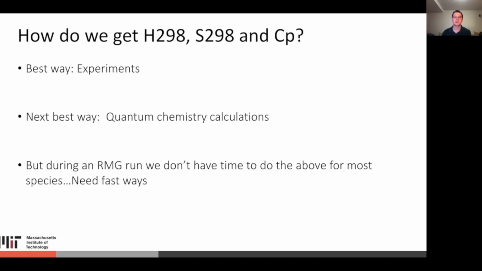So the next best way is quantum chemistry calculations, which in general, if you don't need really high accuracy, are a whole lot faster than experiments. But these still take a whole lot of time to run. I mean, a good calculation on a reasonably sized molecule might take a day to run. But during an RMG run, we don't really have time and don't really want to run quantum calculations for every single species that we have, usually. And we need fast ways to do that. So RMG has a couple different fast ways to do that.